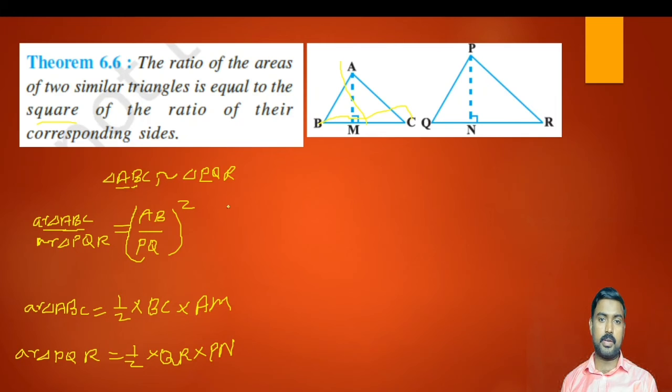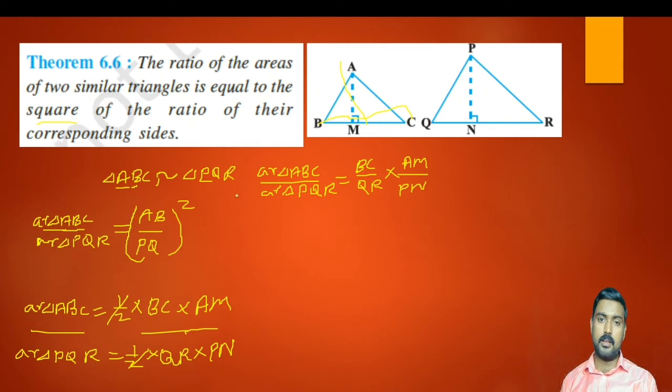Okay. Now we can write the answer for the left side, the ratio of these two areas. It can be written as area of triangle ABC divided by area of triangle PQR, which is equal to these two divided. What will happen? Common terms will be cancelled, half cancelled. BC into AM, QR into PN. This we can write as BC by QR into AM by PN.